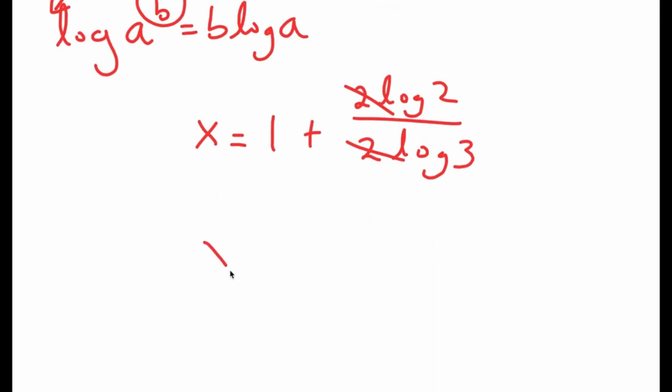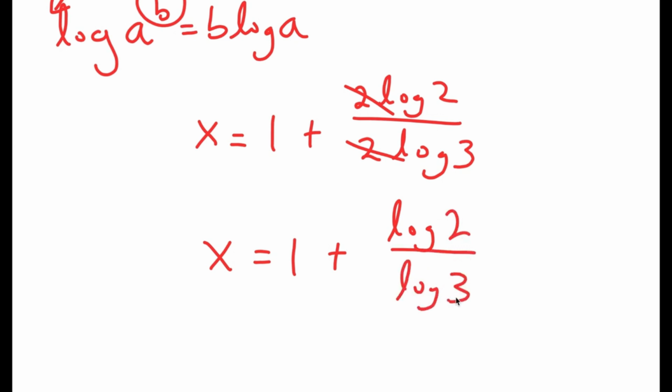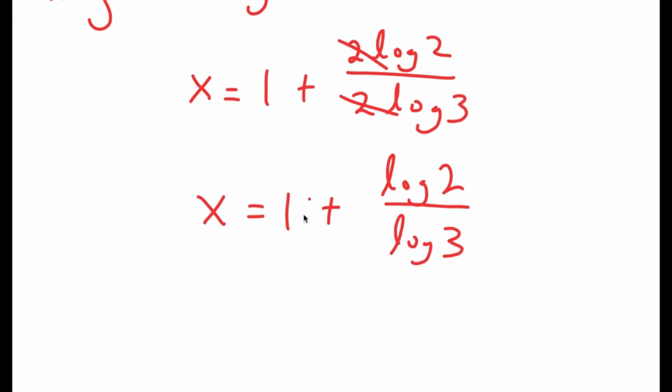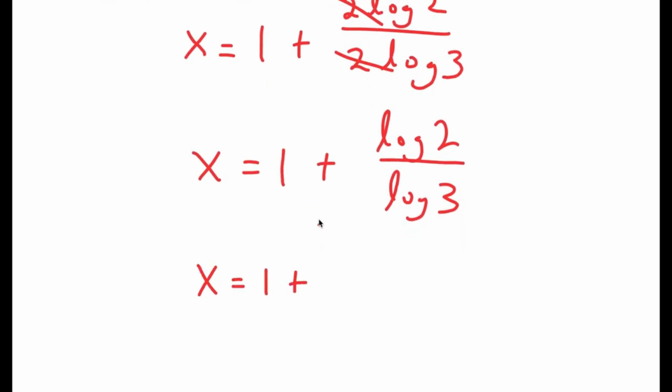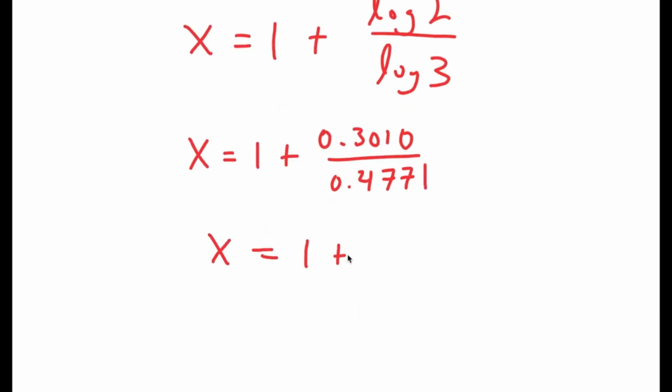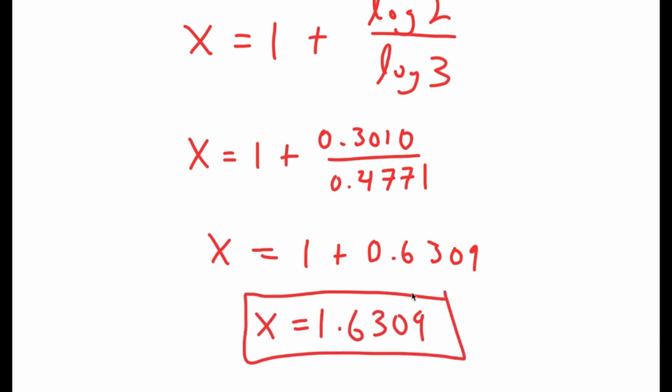From here, I can cancel out these two 2's, so I get x equals 1 plus log 2 over log 3. Now, log 2 is equal to 0.3010, and log 3 is equal to 0.4771. So if I divide these two, I get x equals 1 plus 0.6309, meaning x is equal to 1.6309. So this is my answer.